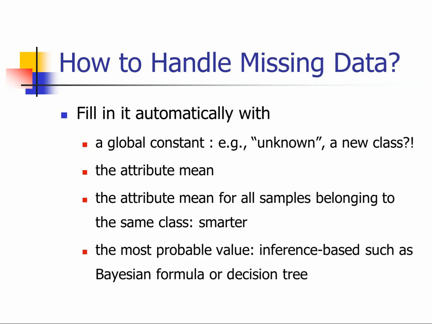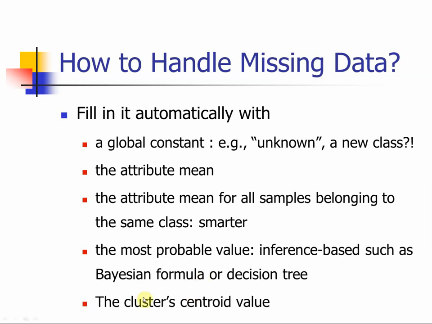The most probable value, so looking into this scenario, inference-based, using the Bayesian formula or decision tree. So build up some machine learning model to guess the value. Of course, this is going to be something that we will learn a little bit deeper while we go into the Bayesian formula or decision tree, those kinds of classification and regression models.